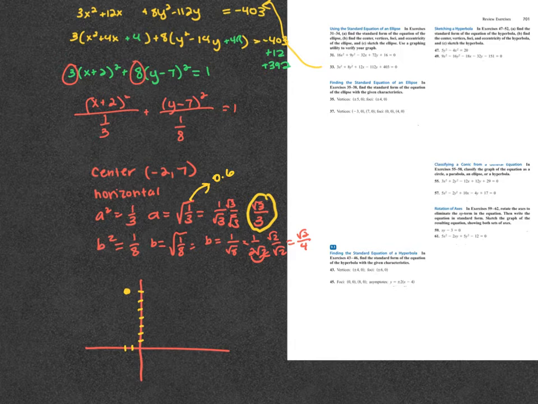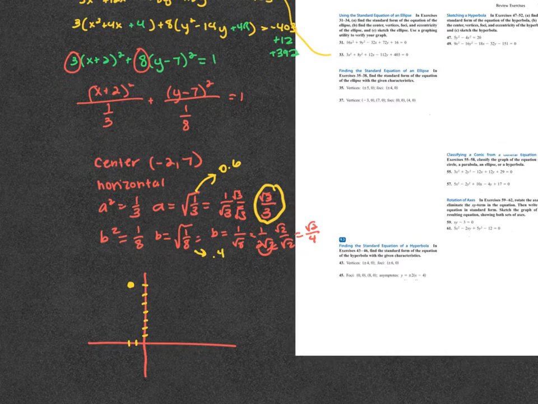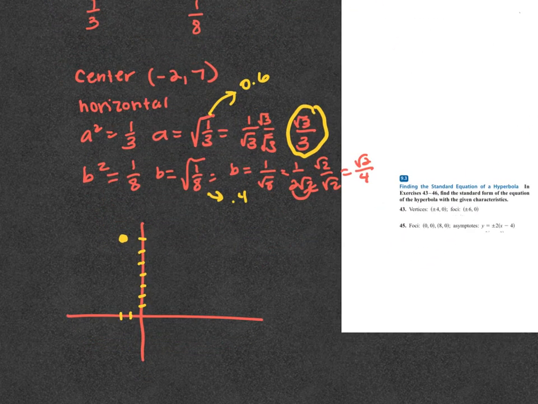And the same thing with the 1/8. 1 divided by 8 and then square root it. 0.35 or 0.4. So now when I go to graph it, I would use those values. So I'm going to go to the right 0.6, left 0.6, up 0.4, down 0.4. It's a teeny tiny ellipse.